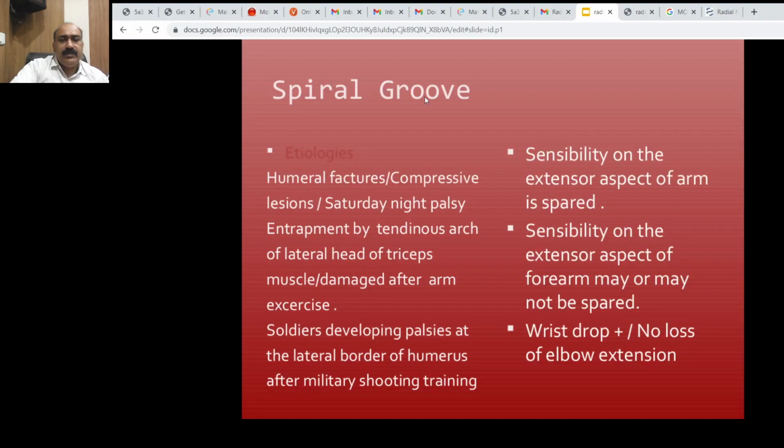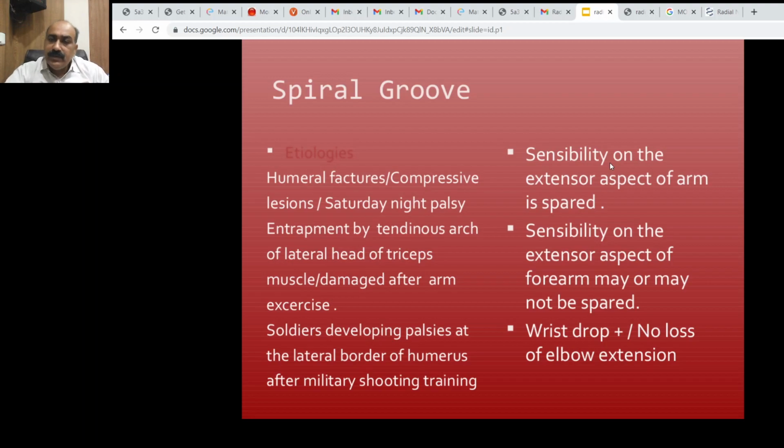Injury to radial nerve in the spiral groove. Etiology can be humeral fractures, compressive lesions, Saturday night palsy, or entrapment by tendinous arch of the lateral head of triceps, or damage after severe arm exercise. Soldiers can develop these palsies at the lateral border of humerus after military shooting training.